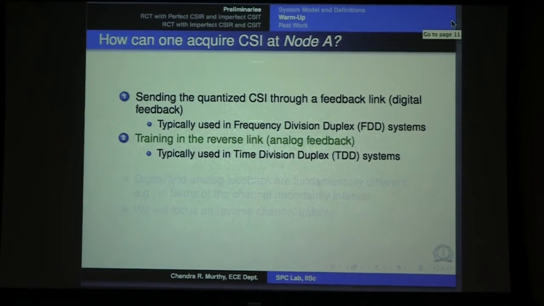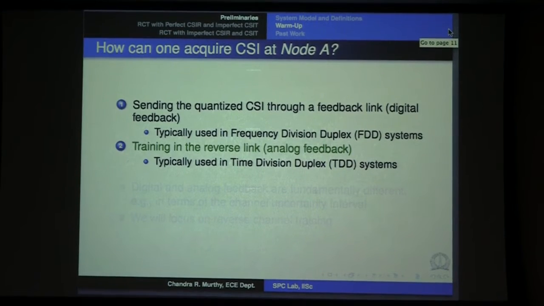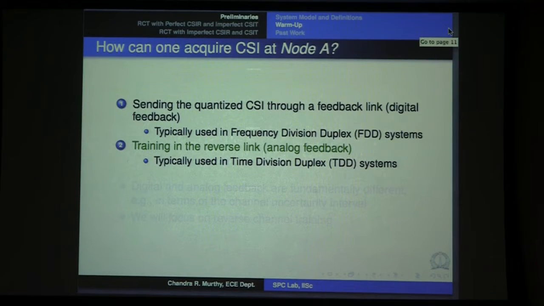Okay, so as I showed you with the SISO channel example, acquiring channel state information, even imperfect channel state information at the transmitter, is very helpful in improving the diversity multiplexing gain trade-off. And so the question is, how do you acquire channel state information at the transmitter? Basically, there are two approaches that have been explored in the literature.